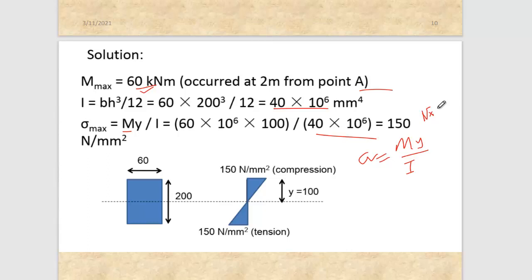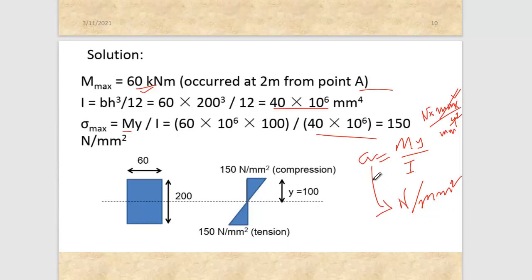So M is the moment, so they convert kilonewton to newton, right? Then they convert meter to millimeter, so it is in newton millimeter. And the distance y is also in millimeter. So on the top the unit is newton millimeter square, because this is newton millimeter and y is millimeter. And I is millimeter to the power 4. If you cancel this millimeter square with millimeter 4, it would be millimeter square. So that is newton per millimeter square, right? So this is the stress. Do you understand? Newton per millimeter square.